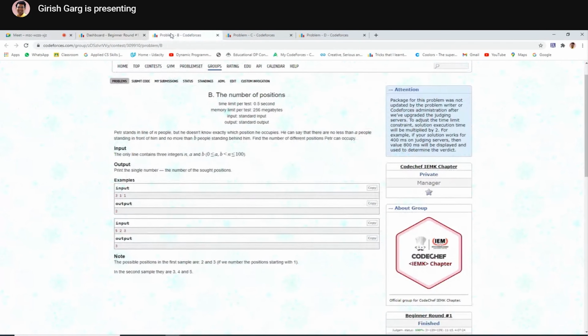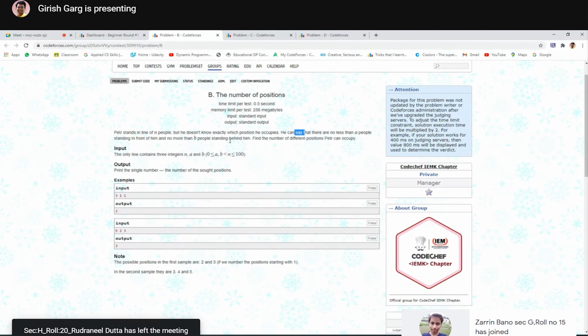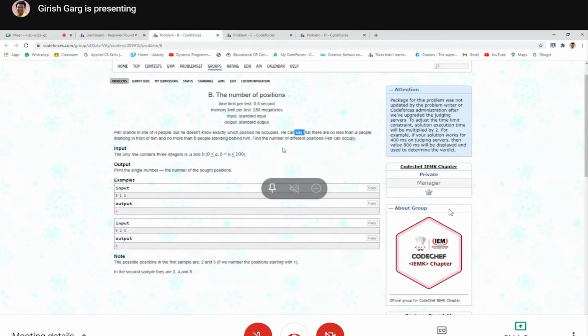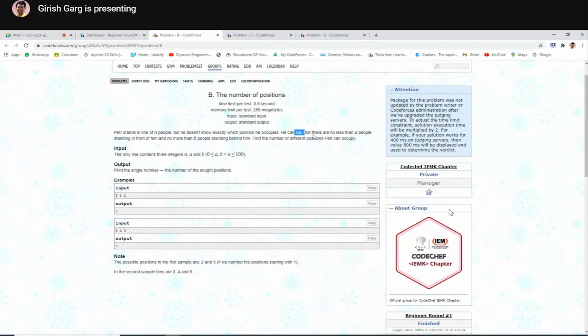So in problem B, it states that Peter stands in line of n people, but he doesn't know exactly which position he occupies. He can say that there are no less than a people standing in front of him and no more than b people standing behind him. Find the number of different positions Peter can occupy.